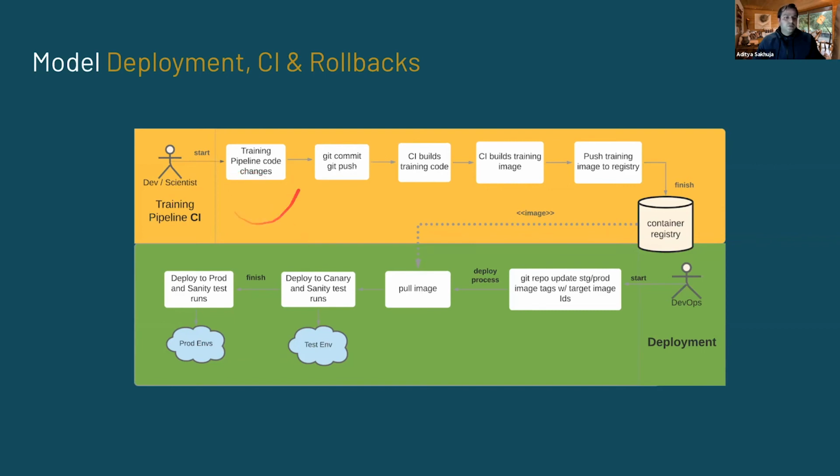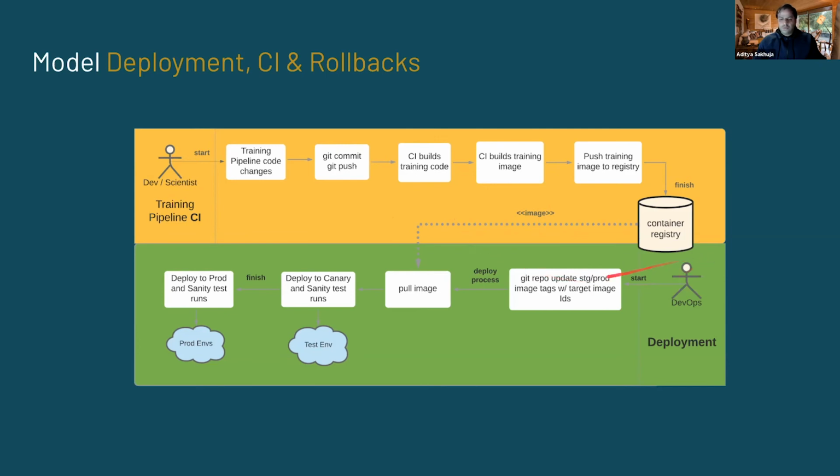As you can see, once the training code is updated by the developer or the scientist, we do a git commit push, and the training code gets bundled as a binary, that gets bundled as an image, and that gets pushed to the container registry. So this is the automatic flow we have here.